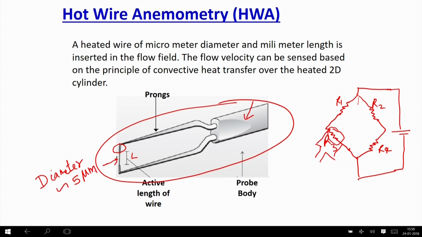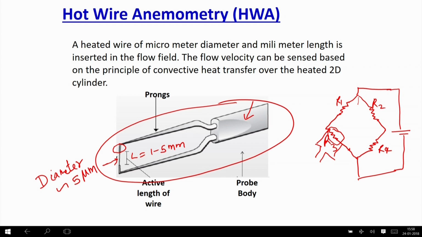Earlier it was much bigger, but in the current state of the art of HWA the wire thickness is very low, in the range of 5 micrometer. And the length is around 1 to 5 mm, depending upon the application and the type of probe. So the length varies in the range of 1 to 5 mm, and the diameter is around 5 micrometer.